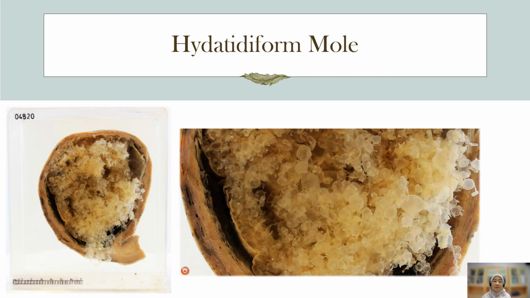This is the gross specimen of Hydatidiform mole. Here we can see the uterus. The uterine cavity is filled with vesicles, medium to large size, up to about 1 centimeter per vesicle. They differ from the villi of normal pregnancy, which are uniformly small.